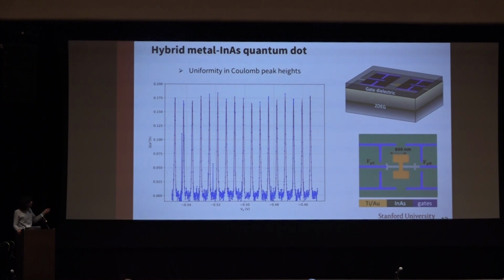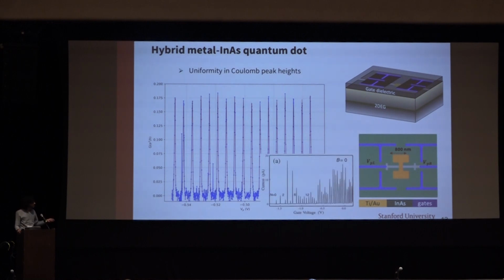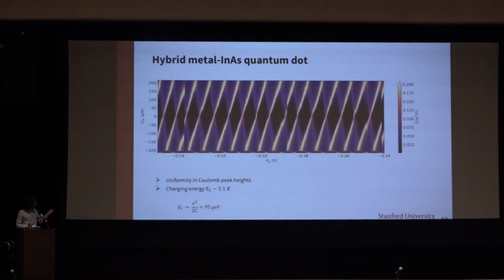And I would like to point out the strong uniformity we see in the Coulomb peak heights, which is in stark contrast to what you typically see in semiconductor quantum dots. This, of course, has to do with the fact that we're working in the many electron limit, but also we have this metallic island which is screening local inhomogeneities in the electrostatic environment. We can then add a DC bias and measure these Coulomb diamonds.